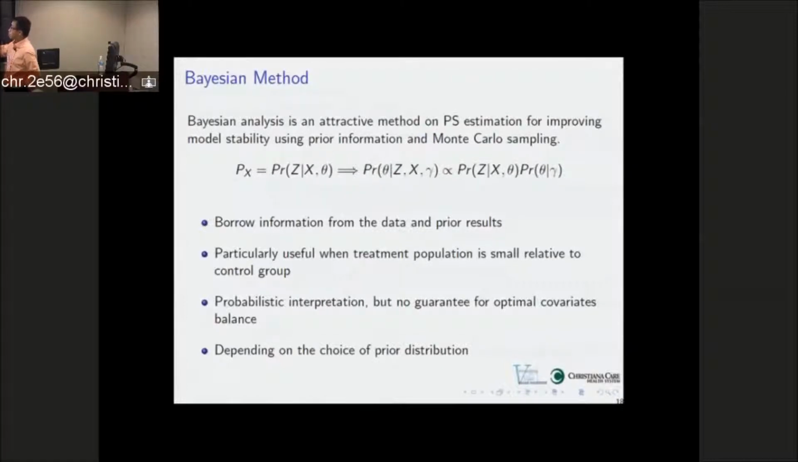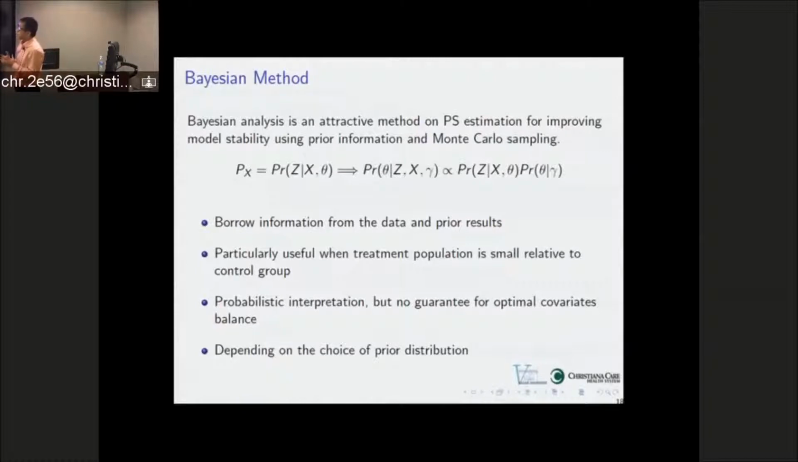And given the Bayesian rule, we can show that the distribution of this parameter theta is proportional to the product of the classical probability model times the prior function. And we can estimate it through some Monte Carlo sampling method. The good thing is the Bayesian method can borrow some information from the data and the prior result. It can give you more information to make your model fit your data much better.